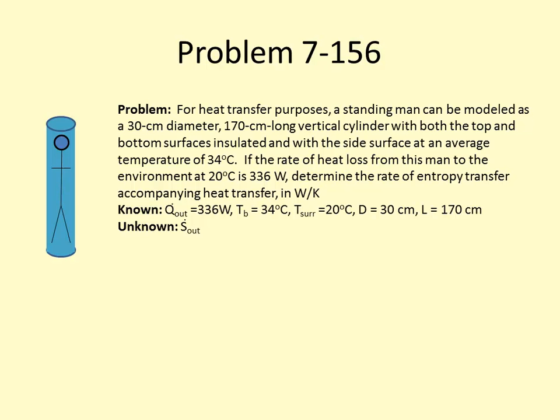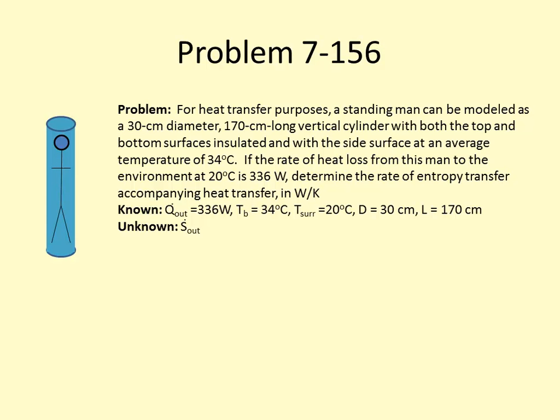So imagine a person. We can approximate a person as a closed system when they're just standing there holding their breath. Okay, so for heat transfer purposes, we'll just assume that they're a 30 centimeter diameter, 170 centimeter long vertical cylinder with both the top and bottom surfaces insulated and with the side surface at an average temperature of 34 Celsius. Okay, so a very generalized person.